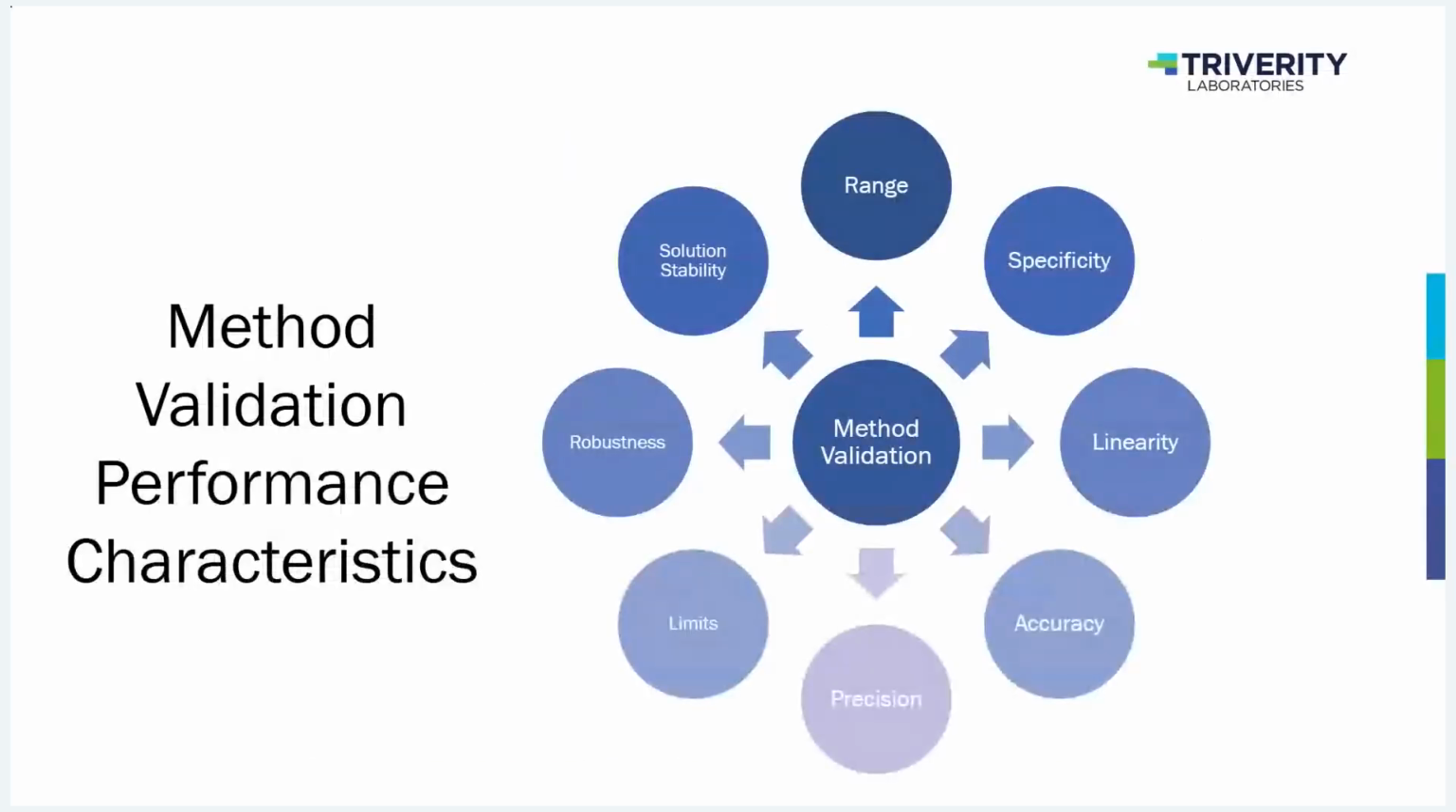The different validation performance characteristics are range. What is the reportable range of the method? What is the working range of the method? Specificity or selectivity, linearity, accuracy, precision, limits like LOQ and LOD, limit of quantitation and limit of detection, robustness, which is how the method responds to deliberate small changes, and then solution stability.